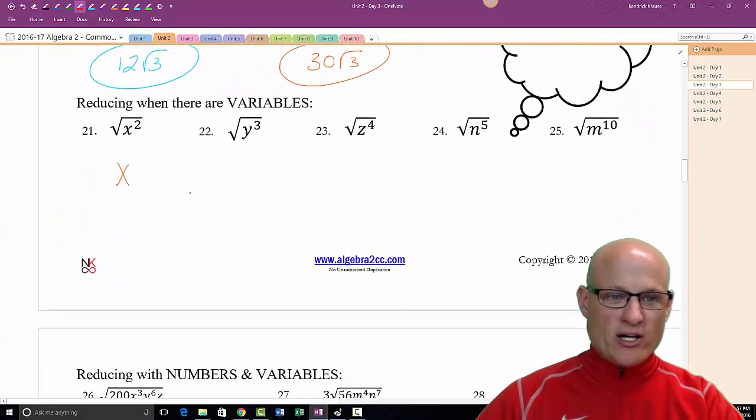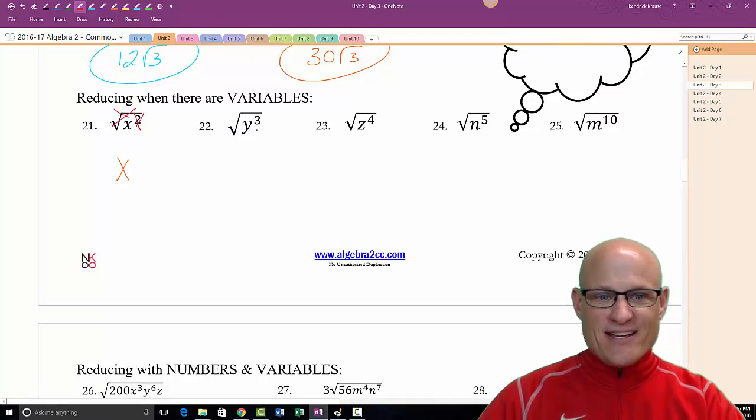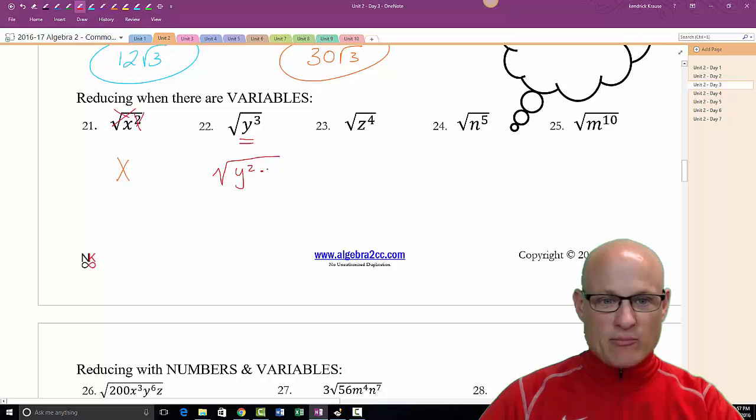So when I'm working with variables, I have to remember that. Oh yeah, this square and this cancel each other out. Now this is not a perfect square. So what we're going to do is rewrite it as y squared times y.